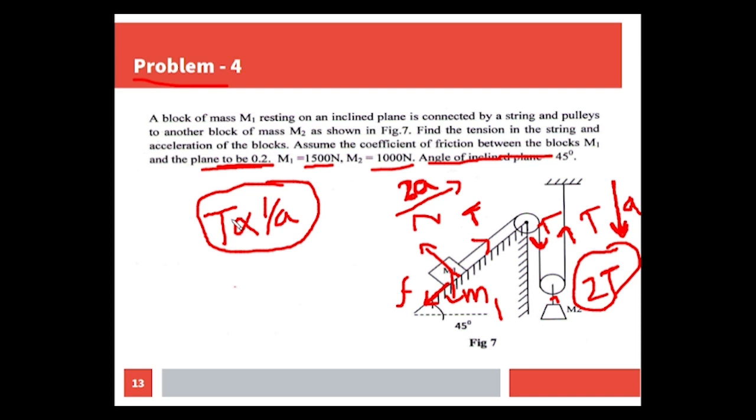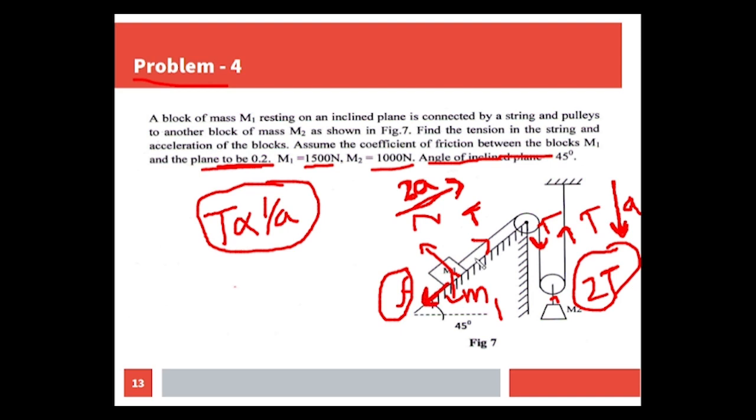So, why do we take the direction of friction to do this? Since the block is moving in the upward direction, the friction will be trying to oppose it. So, that's why I draw friction in this direction. So, let's move on to the solution.